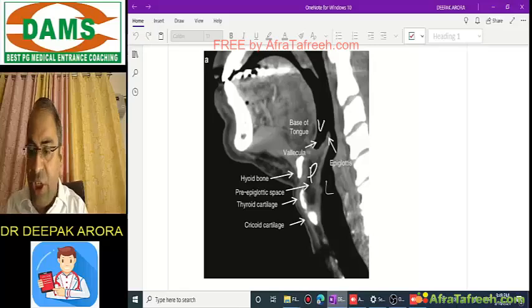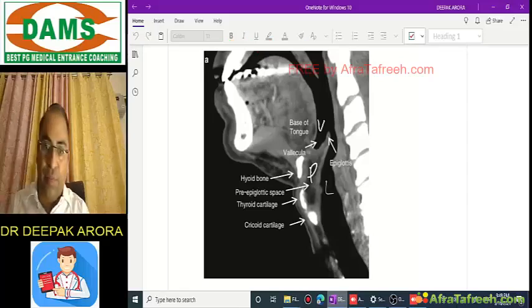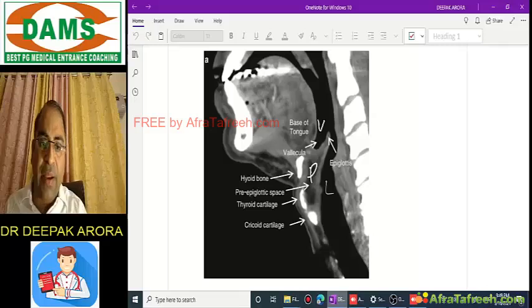I'm showing you one image, a lateral view of the larynx. Vallecula, pre-epiglottic space. Coming to the next slide.